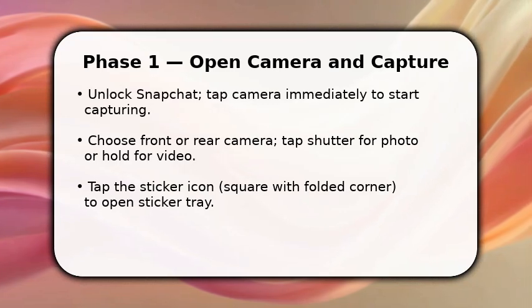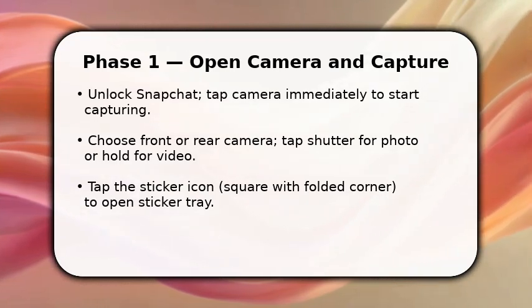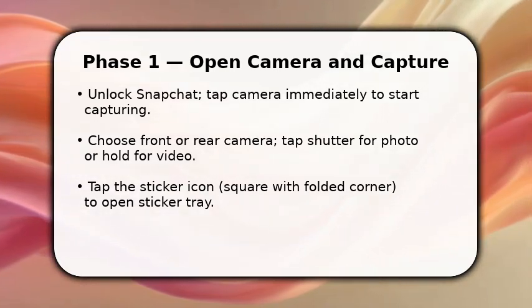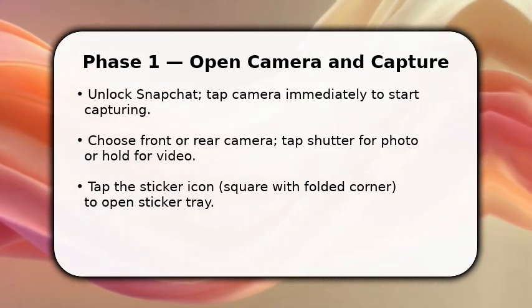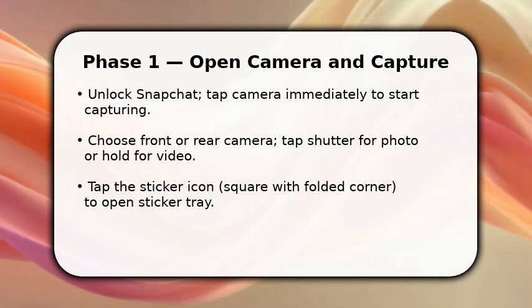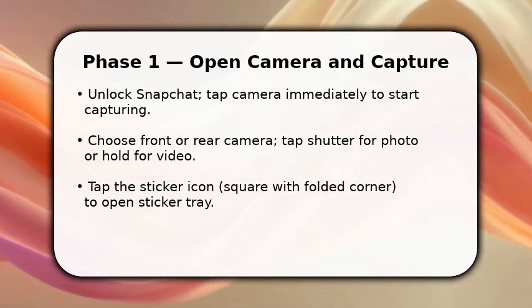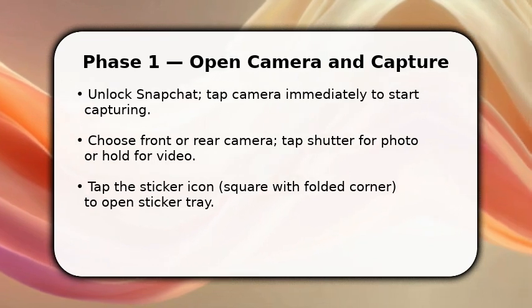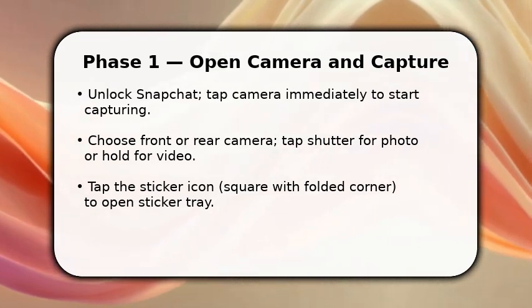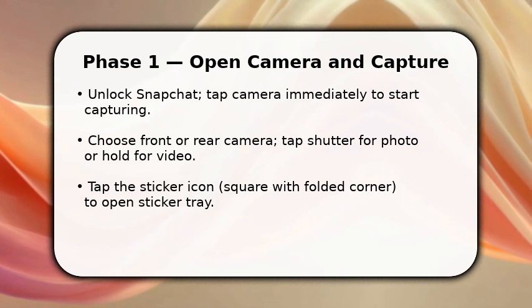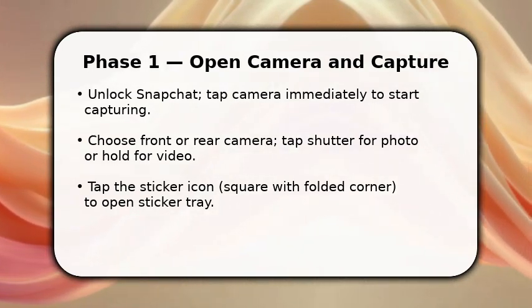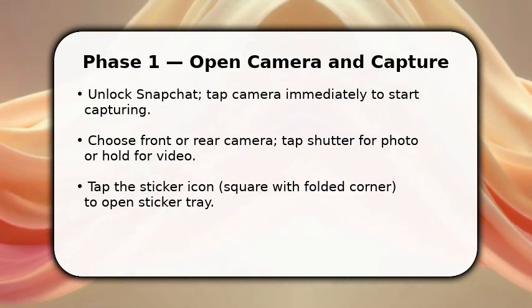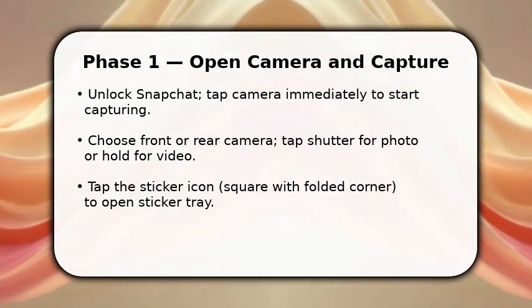You start by opening Snapchat and taking the picture you want. This is active work, not setup. Once you capture the shot, make sure to review framing and exposure so the sticker will read clearly. Then tap the sticker icon, it's the square with a folded corner, to reveal recent, emoji, bitmoji, and custom sticker options. You do this now because sticker placement depends on the image content. Preparing the photo reduces repositioning later and speeds the rest of the process.